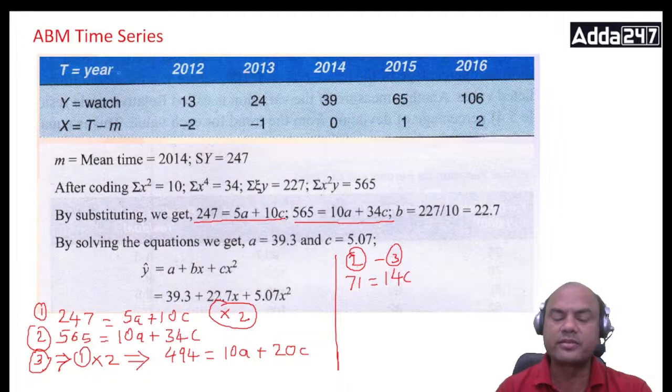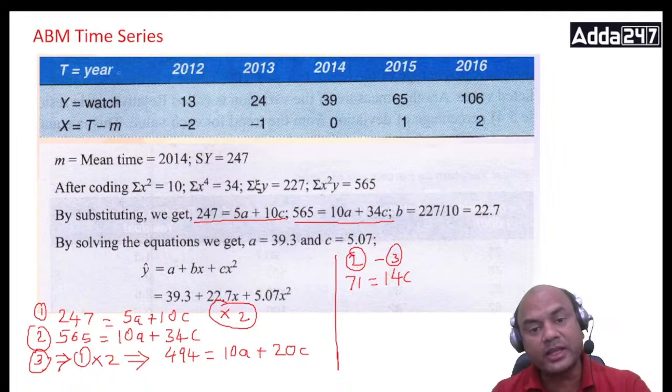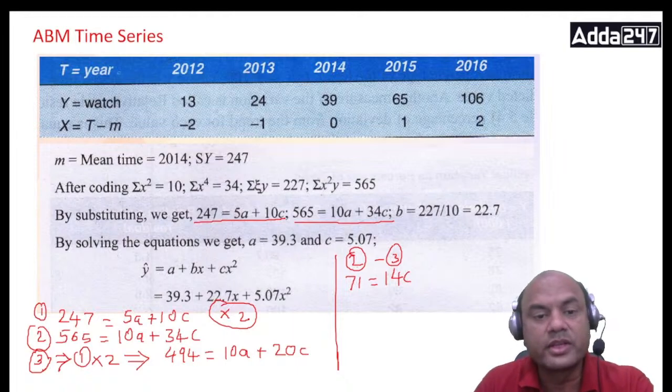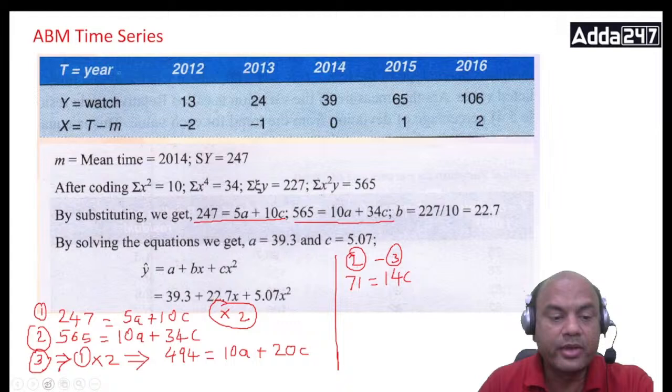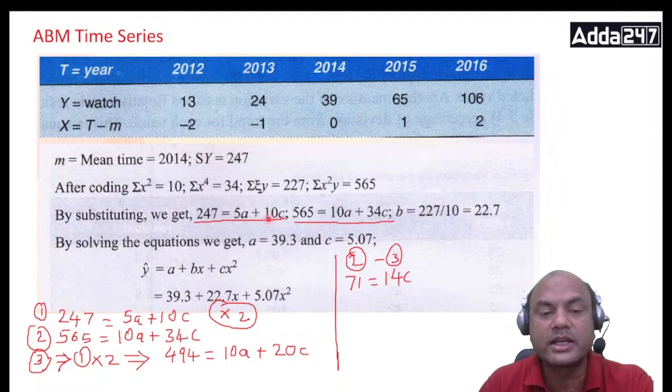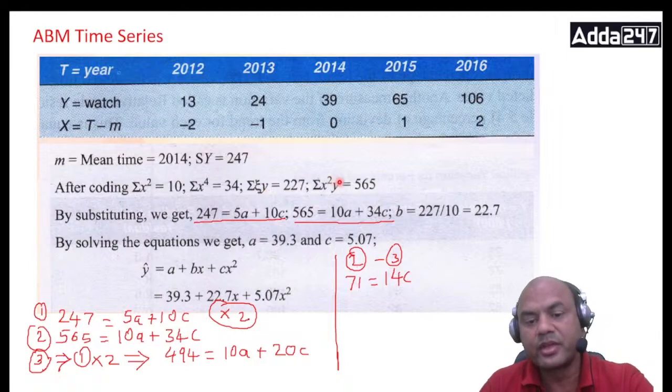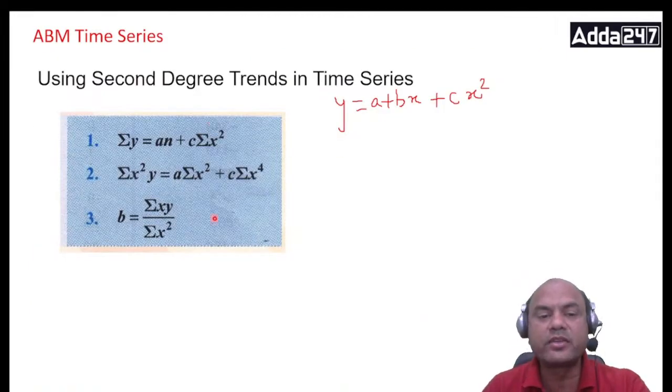Now you write the equation. Y equals a plus bx plus cx square. 39.3 plus 22.7x plus 5.07 into x square. That is your final answer. Okay. So this is what is required. In exam, they will ask you this question. Second degree equations are nowadays asked many times. You have to remember just these three formulae. That's it. Okay.